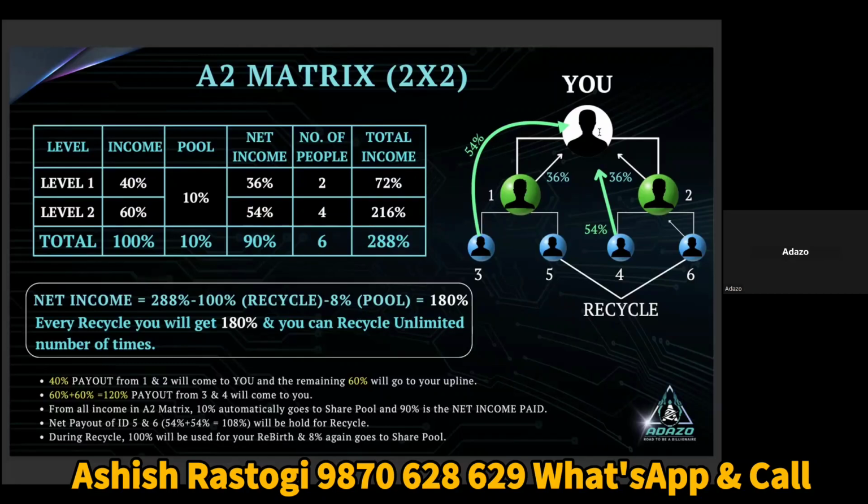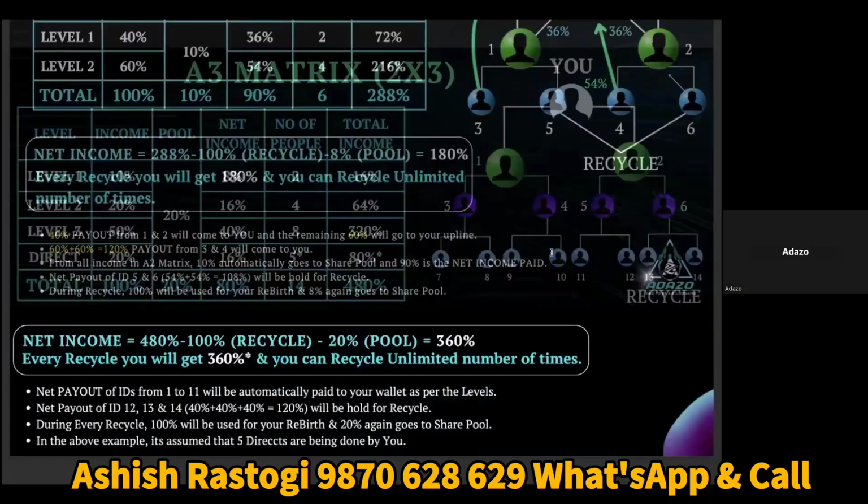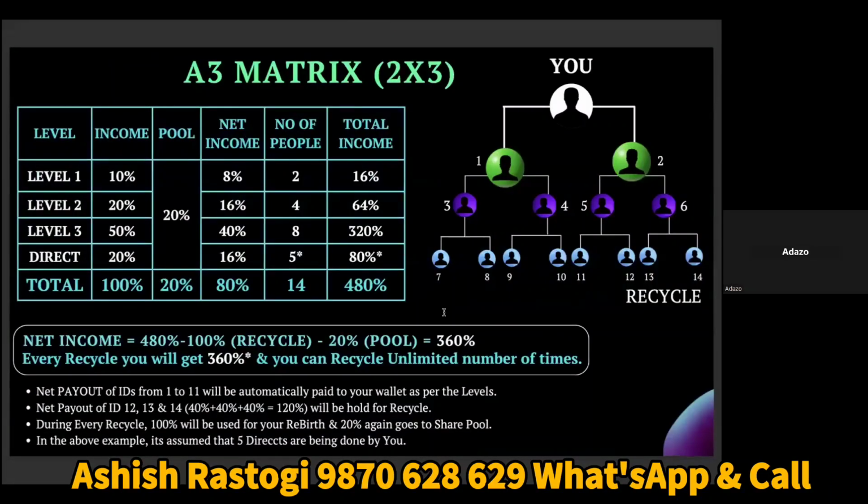That means duplication happens here very, very fast because every sale, every spillover you're going to give him is going to give him 40% money. Similarly, when you give this spillover to him, this guy 3 also made 10%, this guy also made 20%. So every sale, every spillover is not going empty. It is going to give money for everybody.